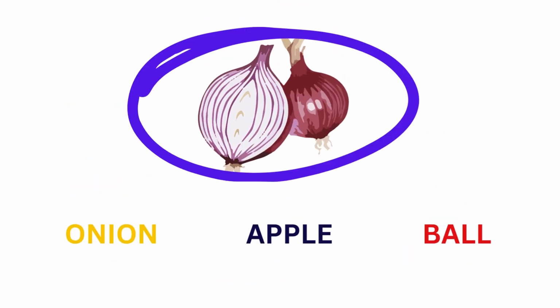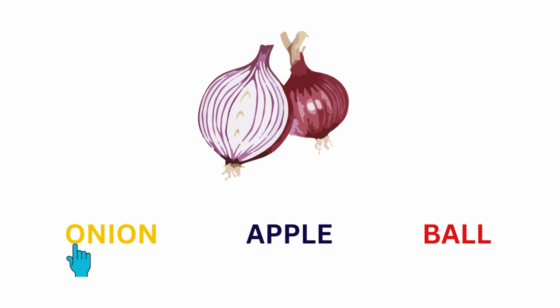Now look at this picture. The words below are O-N-I-O-N, onion. A-P-P-L-E, apple. B-A-L-L, ball. Which word matches this picture? कौन सा word इस picture के साथ match हो रहा है? The correct word is onion.